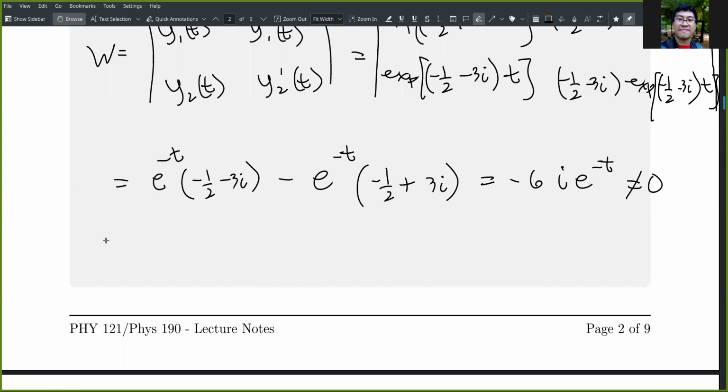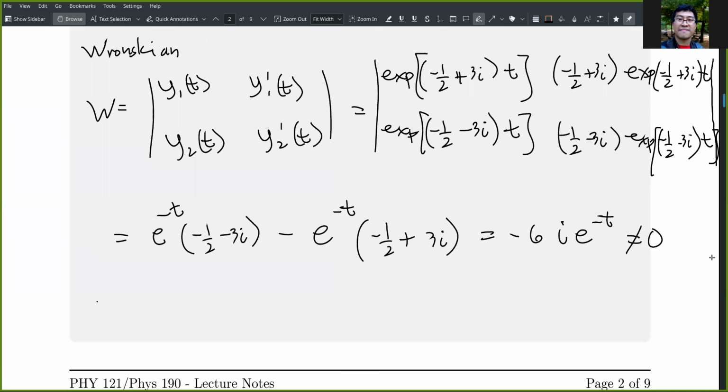This tells us that if the Wronskian is not 0, then y1 and y2 are a fundamental set of solutions. Therefore the solution y equals c1 y1(t) plus c2 y2(t) is a solution.